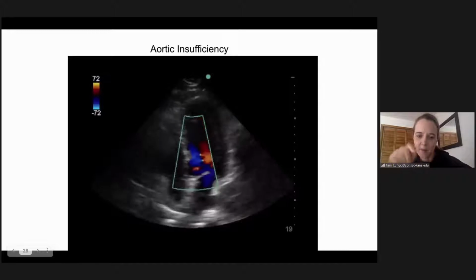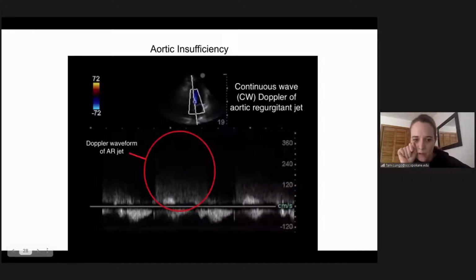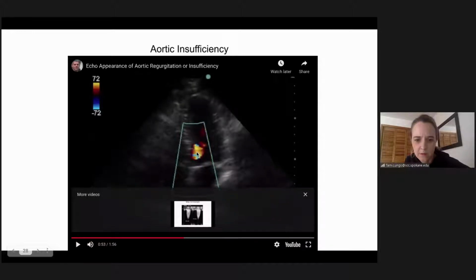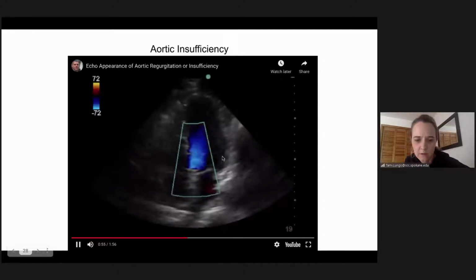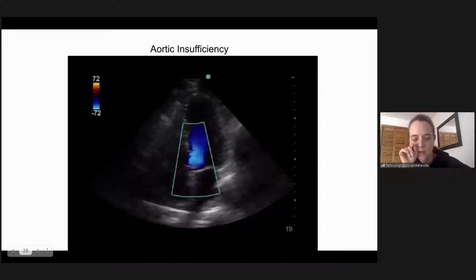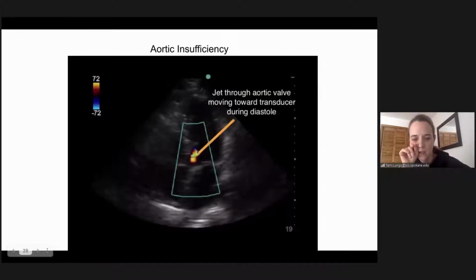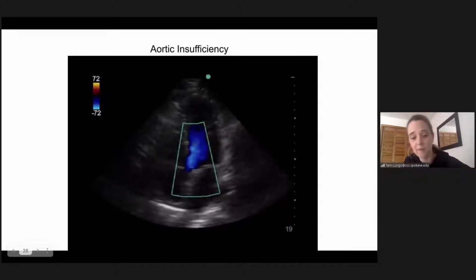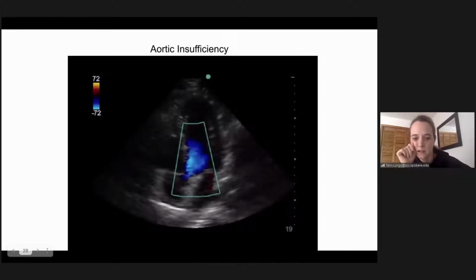And then with that color box, I would have moved it probably over a little bit just to make sure you're picking up that whole entire jet. And then when you Doppler it, that waveform is going to be above the baseline, which will be the next little thing they'll show you. That's just your normal aortic flow being blue.